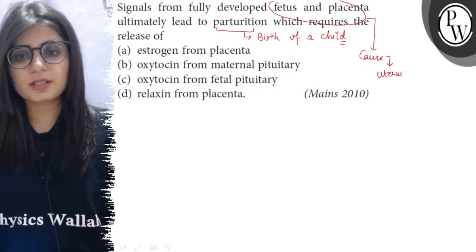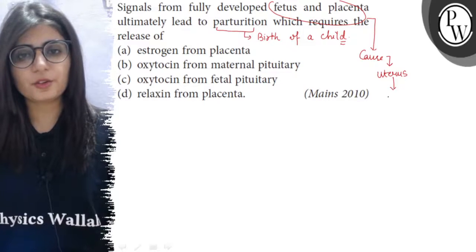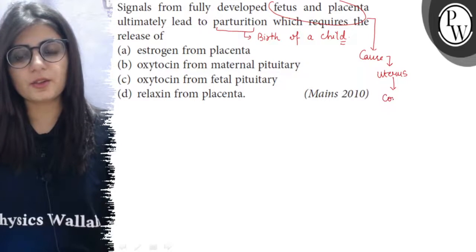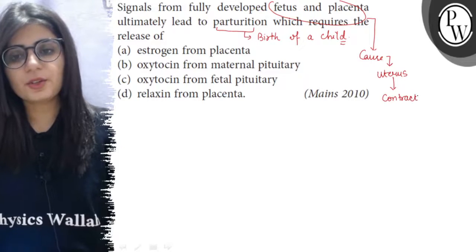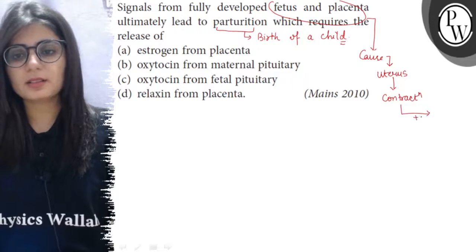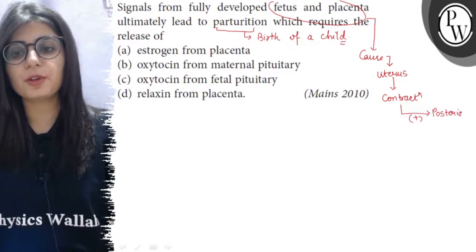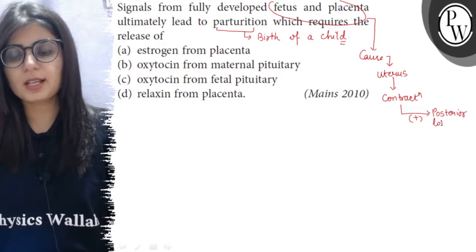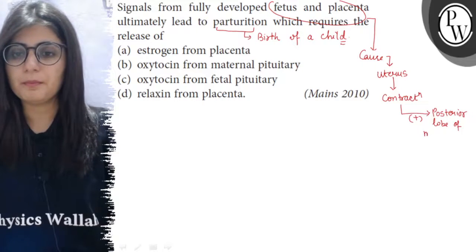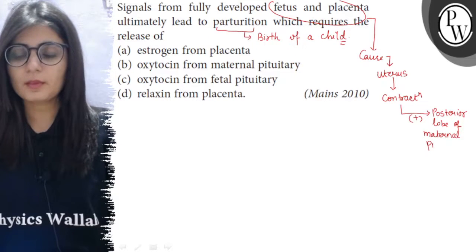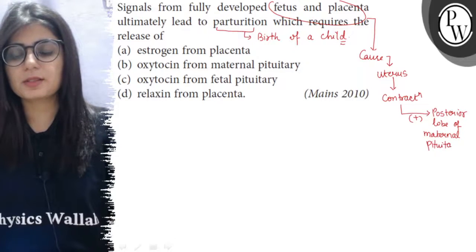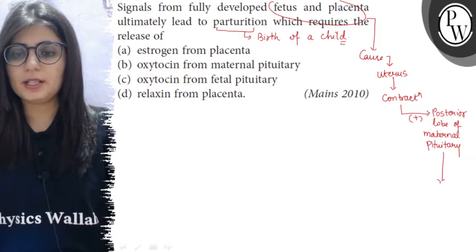Due to this, the uterus middle layer, or the myometrium, undergoes contraction, and this contraction now acts as a signal and it triggers the posterior lobe of the pituitary of the mother. So the posterior lobe of the maternal pituitary, it means the mother's pituitary. Now this pituitary is stimulated and it releases the hormone oxytocin.